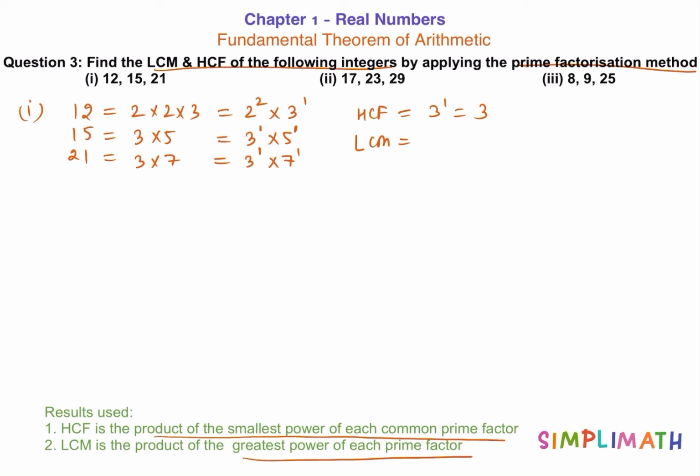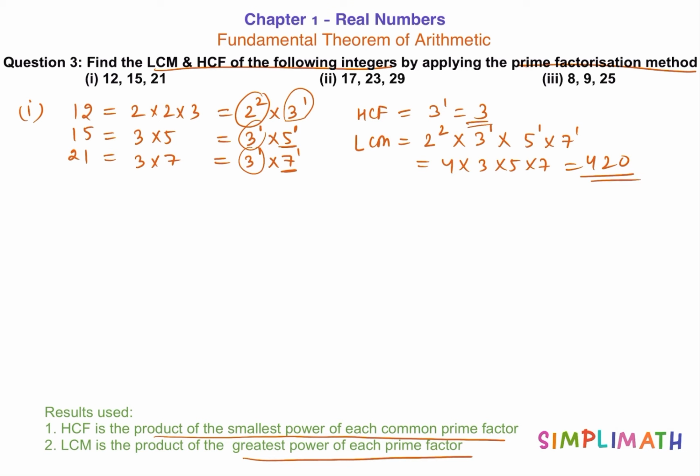Okay. Now 2 is available only in the prime factorization of 12, and so 2 square into 3 is available here, here and here, and the greatest power of 3 amongst all the three numbers is 3 to the power 1. Similarly for 5 we have 5 to the power 1. For 7 we have 7 to the power 1. Okay, so if we multiply all of these we get 420. So our LCM is 420 and HCF is 3.